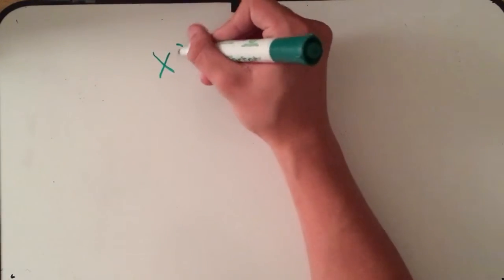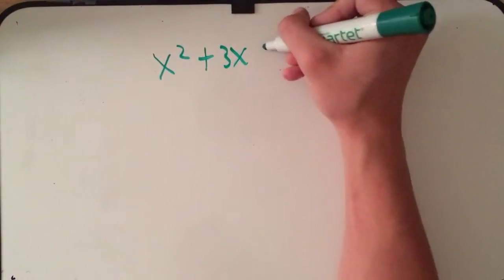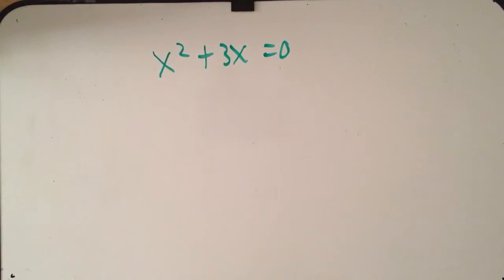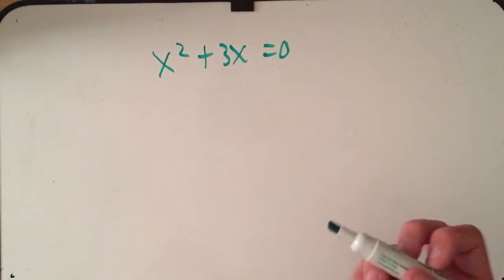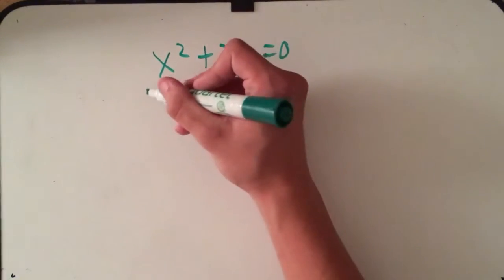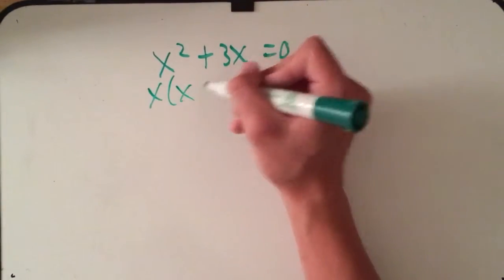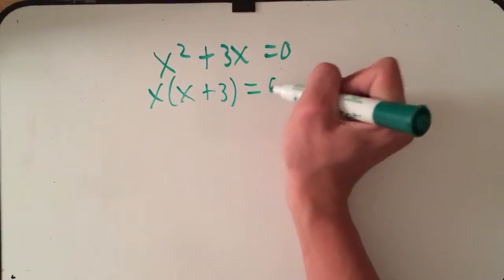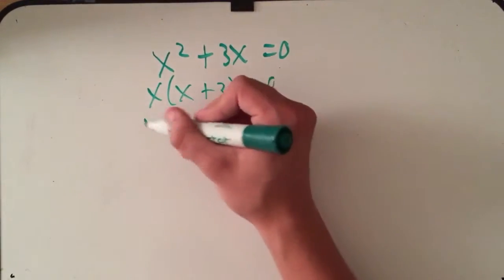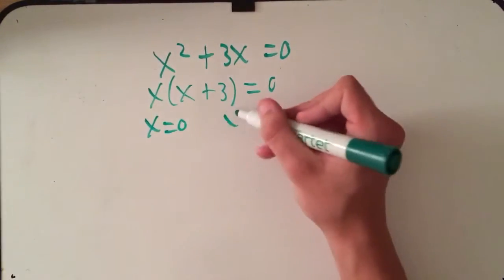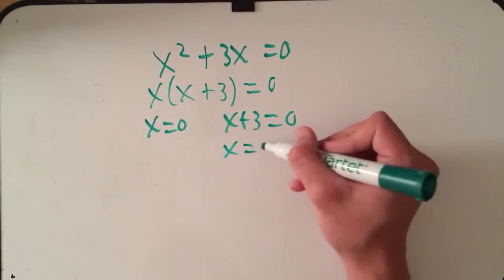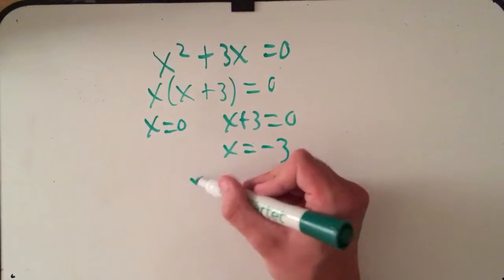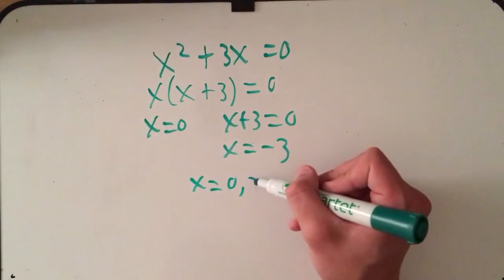So we got x squared plus 3x equals 0. I guess what you normally could do is plug it in the quadratic formula and just set c equal to 0. Or what you could do is factor out an x, and that'll leave you with x plus 3 equals 0. Then you just set both of them equal to 0. So x equals 0, x plus 3 equals 0. And there you have it. So you have x equals 0 and negative 3.